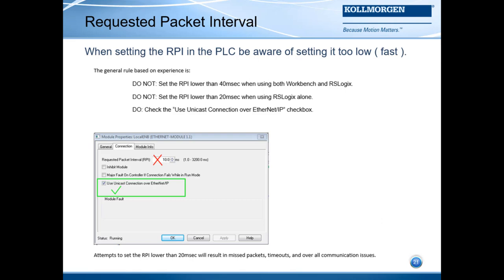The general rule, again, is based on experience. Do not set the RPI lower than 40 milliseconds when using both Workbench and RSLogix simultaneously. Do not set the RPI lower than 20 milliseconds when using RSLogix alone. Do check the Use Unicast Connection over Ethernet IP checkbox. Attempts to set the RPI lower than 20 milliseconds will result in missed packets, timeouts, and overall communication issues.